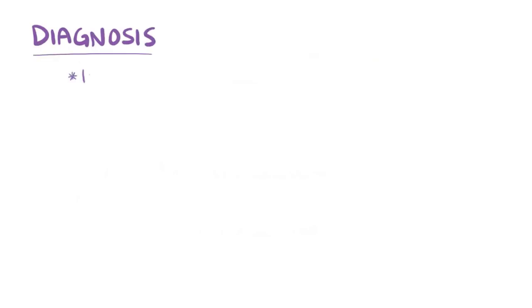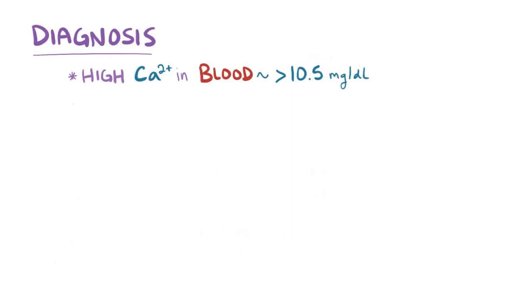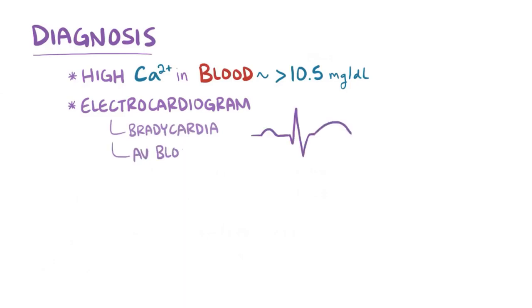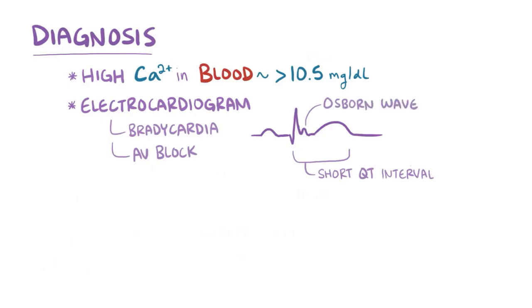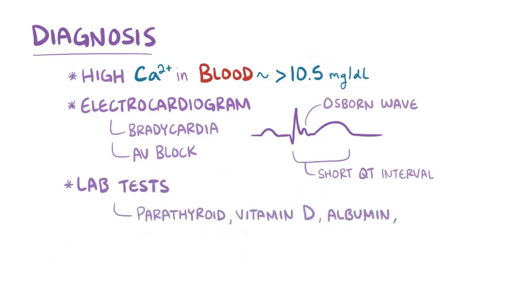Hypercalcemia is diagnosed based on high levels of calcium in the blood, generally above 10.5 milligrams per deciliter. An electrocardiogram might show changes like bradycardia, AV block, shortening of the QT interval, and sometimes, in the precordial leads, the appearance of an Osborn wave. To identify the cause, lab tests are typically done, looking at parathyroid hormone, vitamin D, albumin, phosphorus, and magnesium levels.